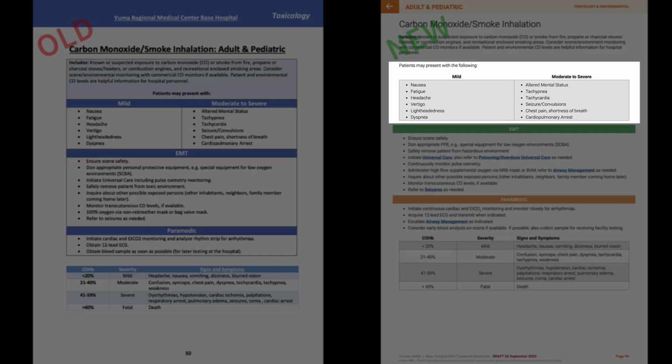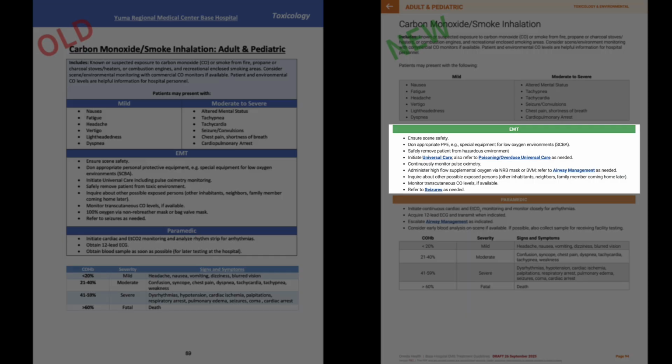Signs and symptoms are broken down into mild, moderate, and severe. These include headache, nausea, fatigue, and vertigo on the mild end, as well as altered mental status, chest pain, seizures, or cardiac arrest in more severe cases. That classification and the associated carboxyhemoglobin ranges are unchanged from the YRMC version.